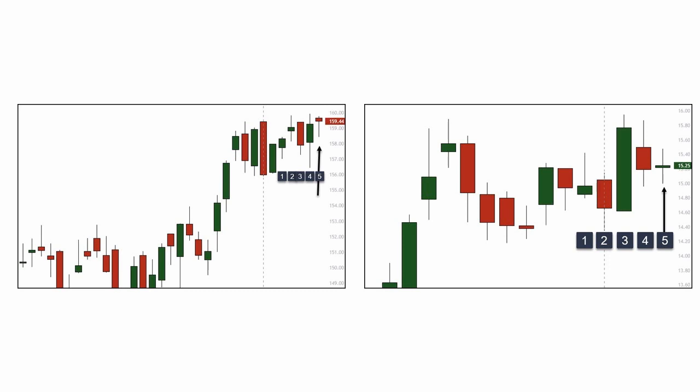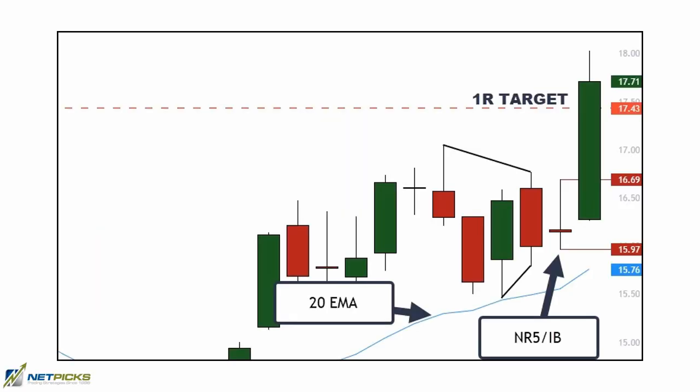So here are 2 examples of what we're looking for. Each of these candlesticks has the smallest range out of the last 5, and they form an inside bar. Let's take a look at some recent trade examples. This is a daily stock chart of BLDP. The previous day was a completion of the NR5 as an inside bar. Just for simplicity's sake, I'm putting on a 20-period EMA as a trend indicator, although the price action was showing you an uptrend.